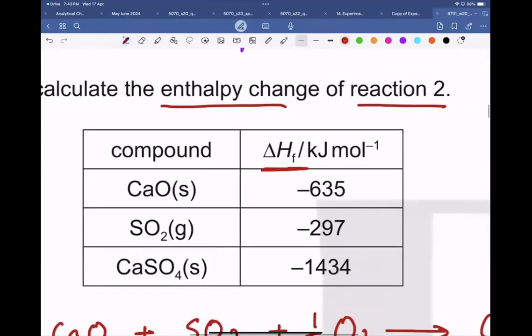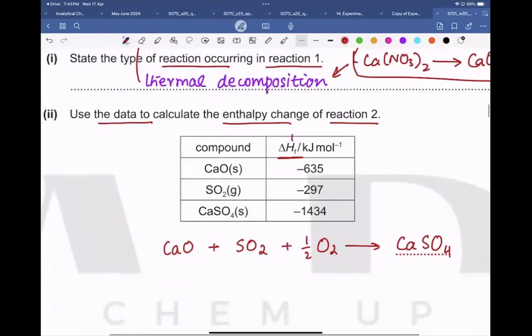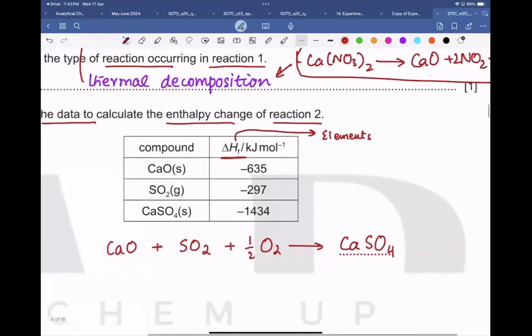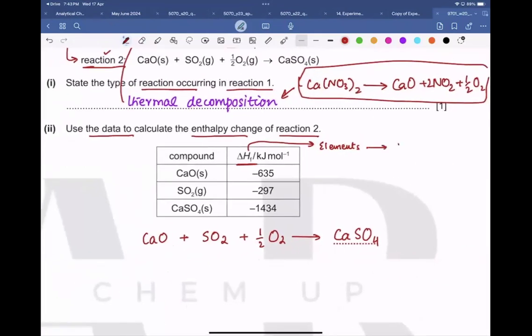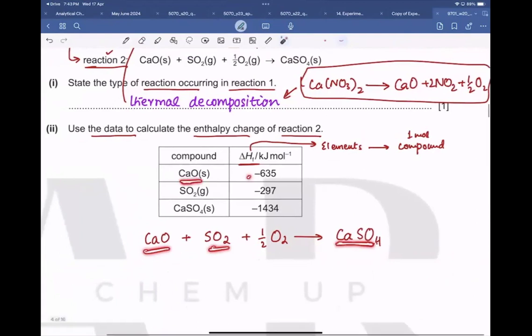C, that is delta HF, which means enthalpy change of formation. If you recall, the enthalpy change of formation means that elements react to form a compound, and specifically 1 mole of a compound. Over here, this is a compound, this is a compound, and this is a compound. And this enthalpy change of formation is given for these compounds.